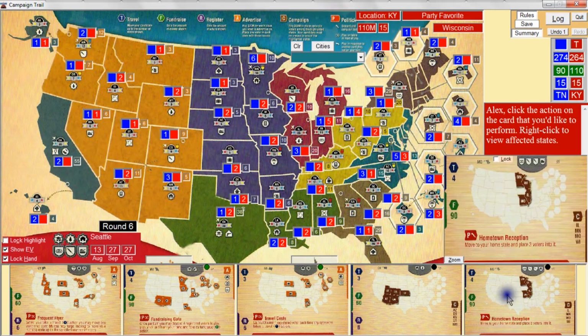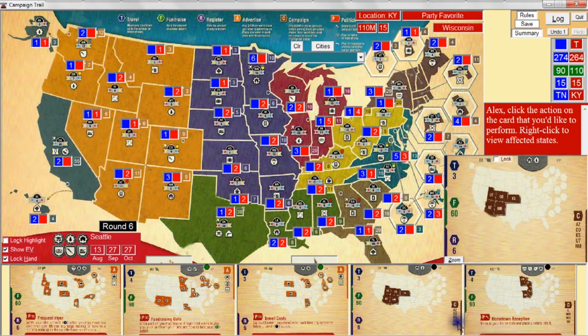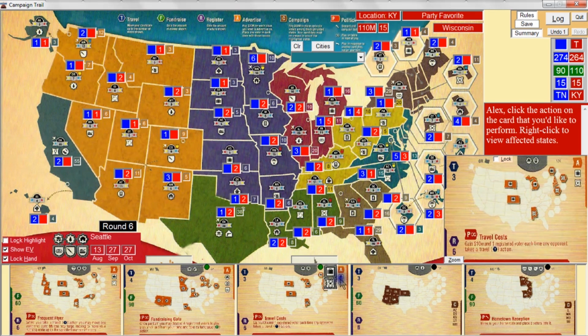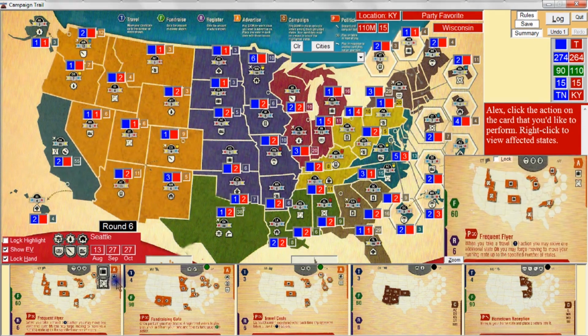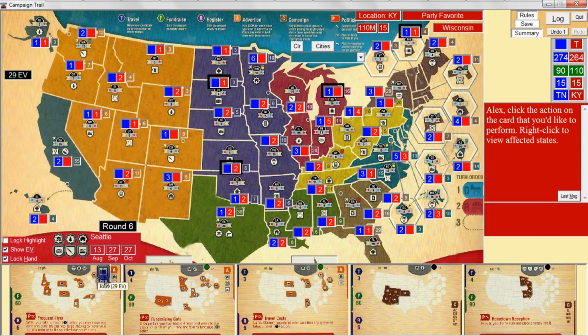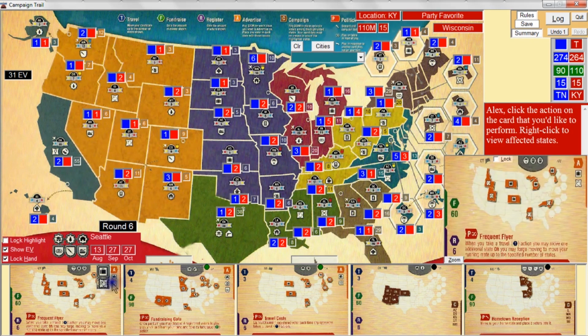Oh, and she got another. So she's good here as far as the campaign is concerned, although these are the only 2 cards available to her for campaigning. So maybe we're going to advertise instead. Yeah, let's advertise. Let's use this card here to advertise.